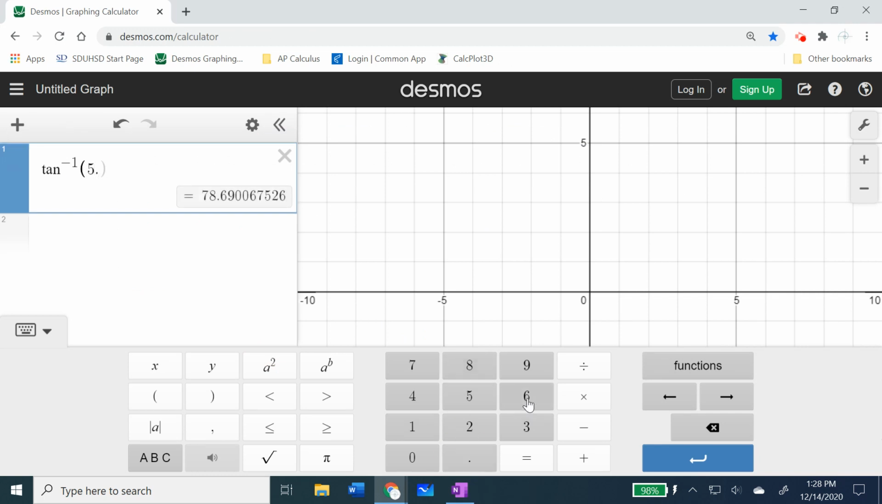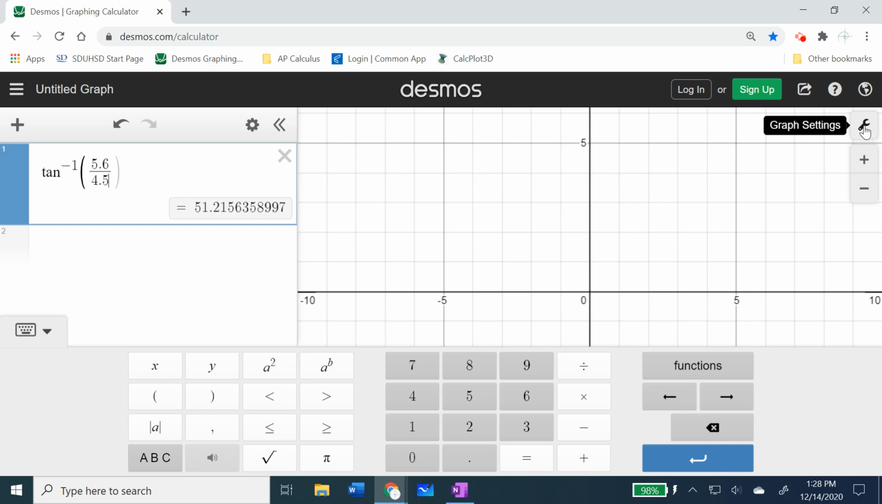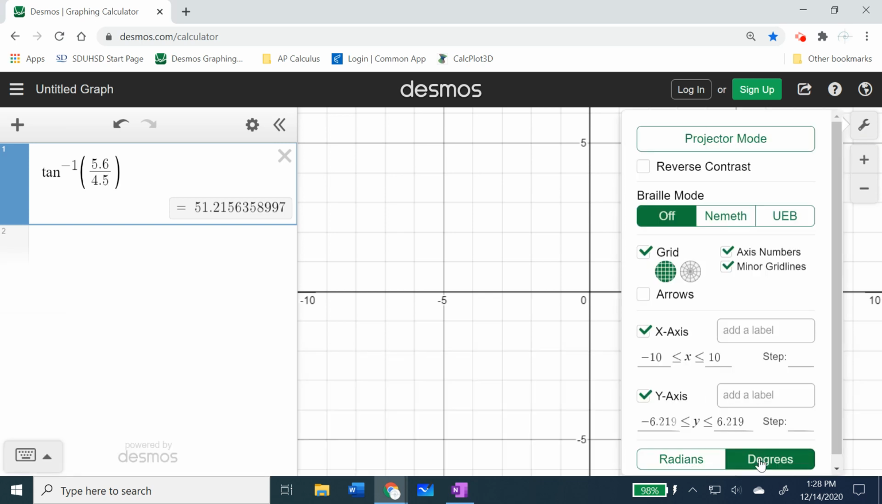So 5.6 divided by 4.5, if I'm remembering these numbers correctly. And there you are, 51.215, blah, blah, blah, degrees. So you can use a Desmos program. Just, I want to repeat, when you open Desmos, it always defaults on radians. You have to change it to degrees with the wrench right there.